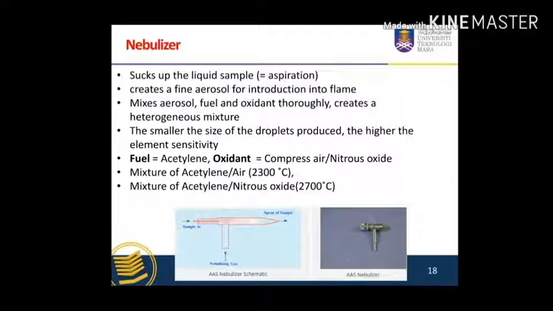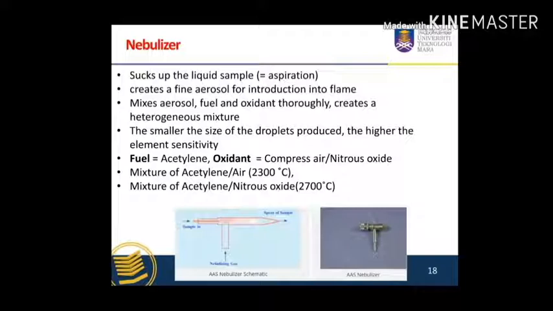The function of the nebulizer is to suck up the liquid from the samples and then create a fine aerosol for introduction into the flame. It also mixes the aerosol with the fuel and oxidant and creates a heterogeneous mixture. The smaller the size of the droplet produced, the higher the element sensitivity.